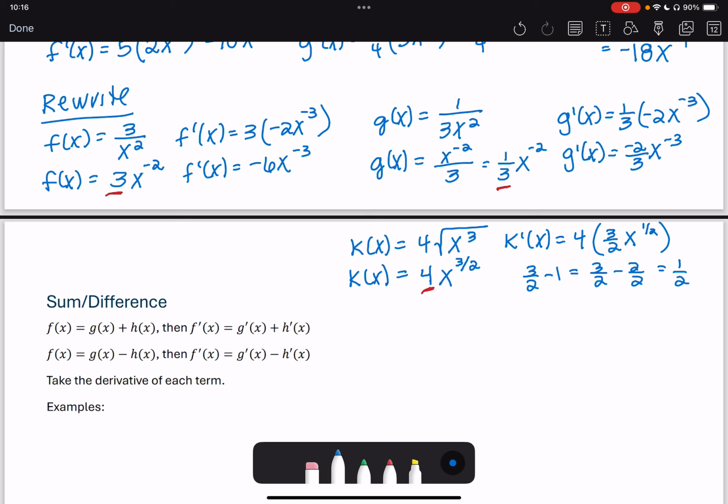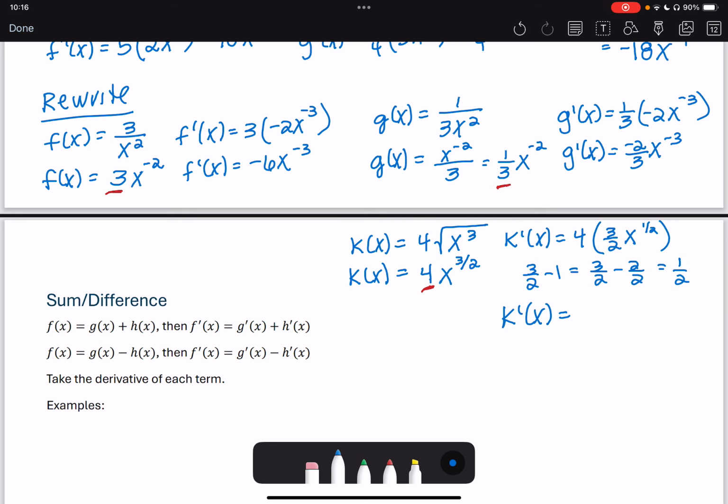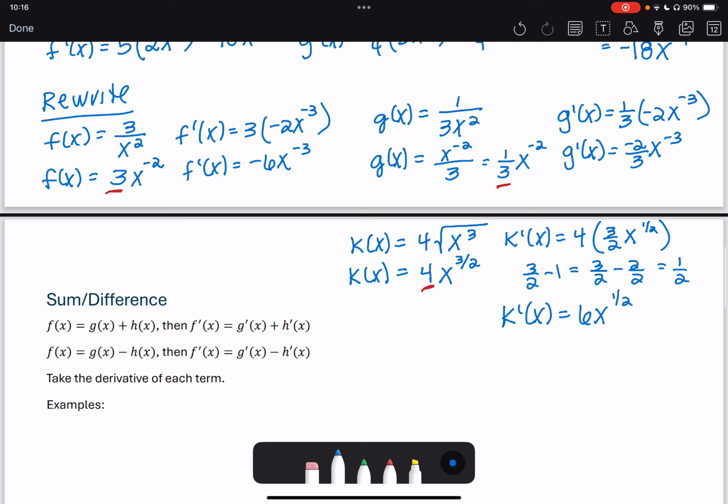So I have 4 times 3 halves x to the 1/2, and then I would multiply the 4 and the 3 halves to simplify this a bit. All right, so 4 times 3 halves is really 12 over 2, which will be 6. Okay, and then that's x to the 1/2. Okay, so that would be my final answer for my derivative.